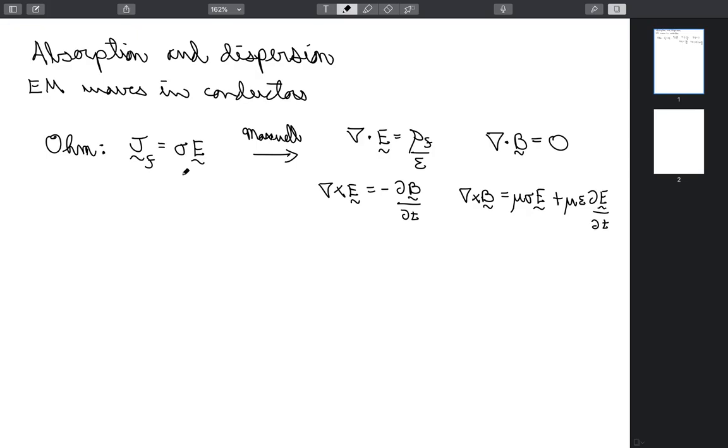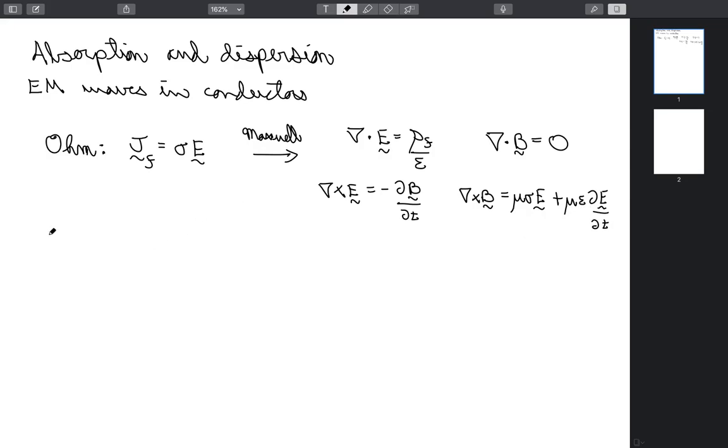Now, if I replace this expression for the free current into Maxwell's equations in the presence of linear matter, then I get the following equations. Gauss's law just becomes this in terms of the free charges that we have. This one is unchanged. This one also is unchanged. The Ampère-Maxwell relation now has the explicit expression of sigma E for the free current. And then, of course, we're using the permittivity and permeability of the matter that we're considering. Okay, so this is our starting point for the discussion.